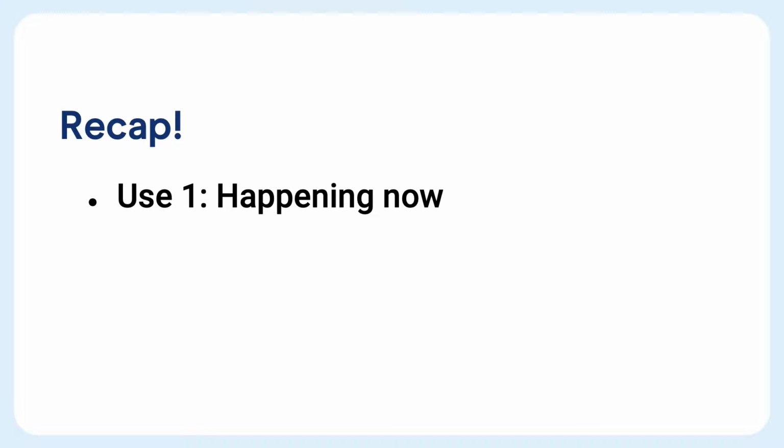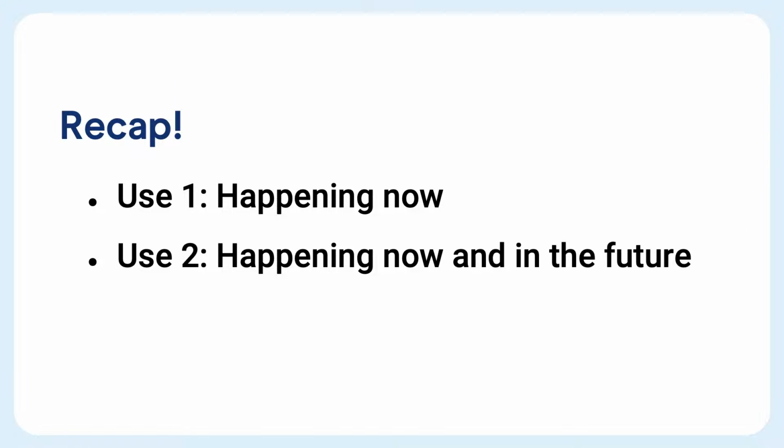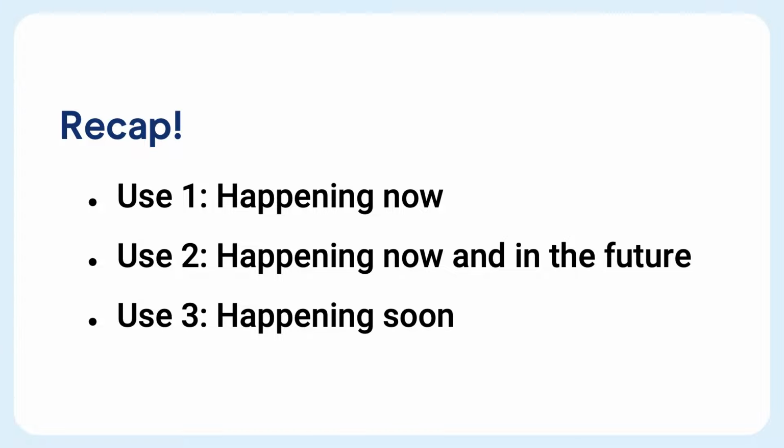Okay, let's recap the 3 uses of the present continuous. So, use number 1 is happening now. I am teaching English, you are watching a video. Use number 2, happening now and in the future. You are studying English, I am working as a teacher. And use number 3 is happening soon. I am playing football this afternoon. Okay, hopefully you've understood that. Let's now do a little test to see if you can understand the meaning or the 3 uses of that particular verb tense, the present continuous.